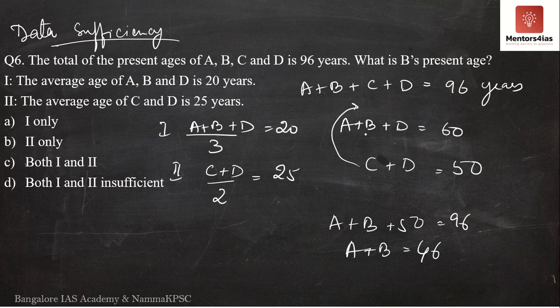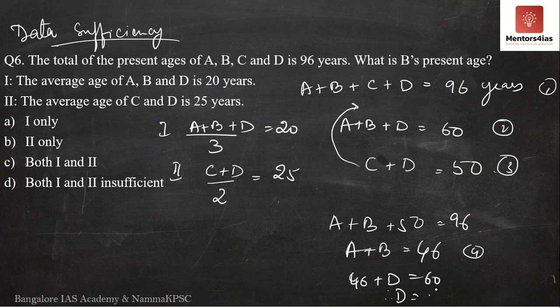We now have A plus B plus D is equal to 60. Now what if I substitute A plus B in this equation? This is your first equation, this is your second, this is your third, and now this is our fourth, A plus B is 46. I'm going to substitute A plus B as 46 in the second equation. So what do we get? 46 plus D is equal to 60. Therefore D is 60 minus 46, which is 14 years.